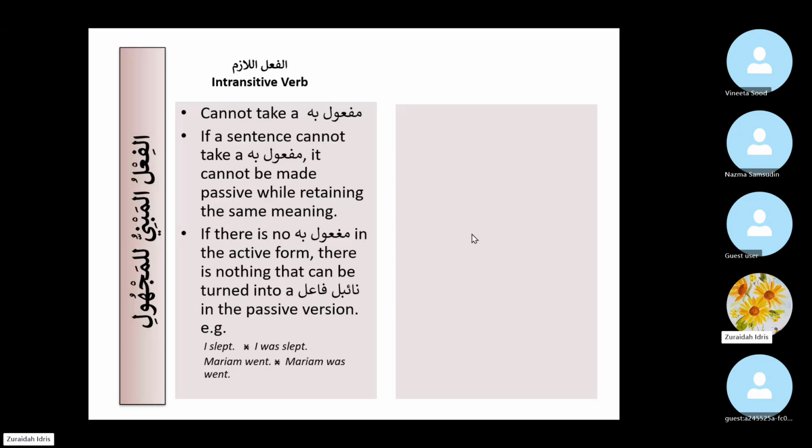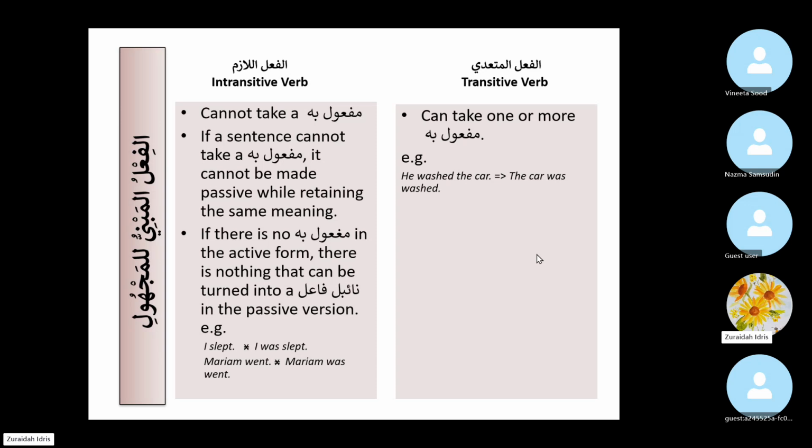Your muta'addi case, yes, it can take one or more maf'ul bihi. Now, when I say it can take more than one maf'ul bihi, I don't mean things like I ate an apple and a banana, and a piece of cake and some rice. I don't mean like that. I don't mean that you keep on adding ends. Of course, you can have millions of maf'ul bihis. Not that. We'll see an example.